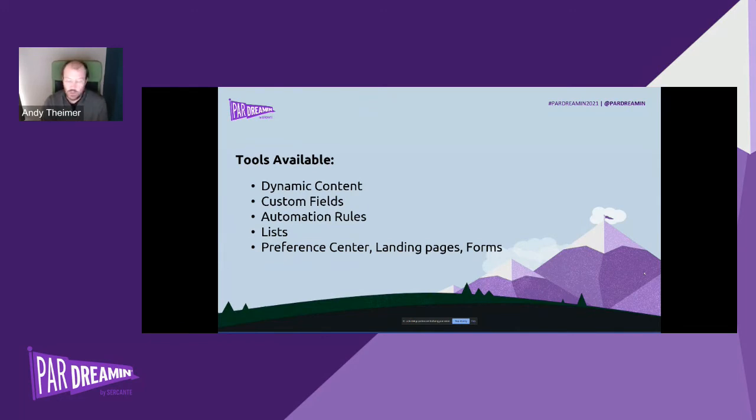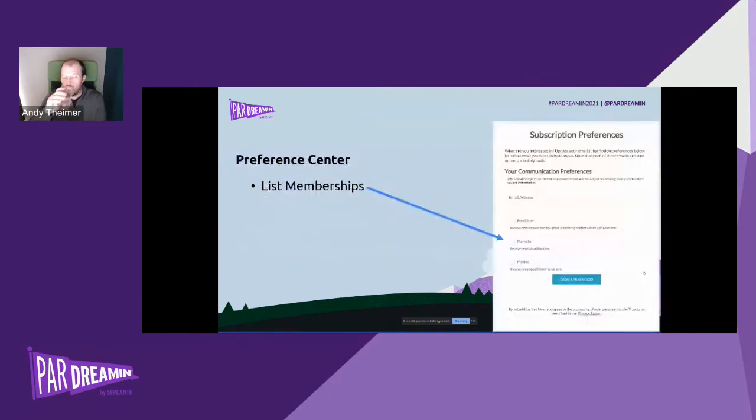Tools we have available in the Pardot tool belt: we have dynamic content, we have Pardot custom fields that are going to help us capture some preferences. In this case, we have automation rules, we have lists, and then our familiar preference center and landing page forms. Just like our first personalization, we're going to use the preference centers to capture preferences.